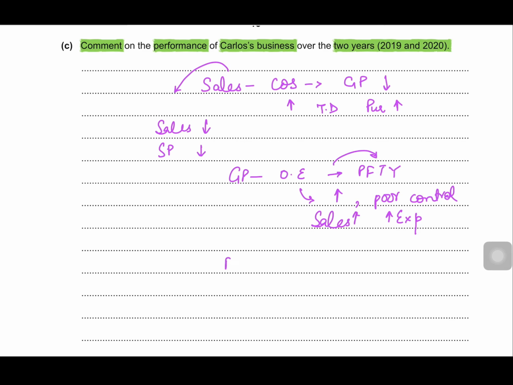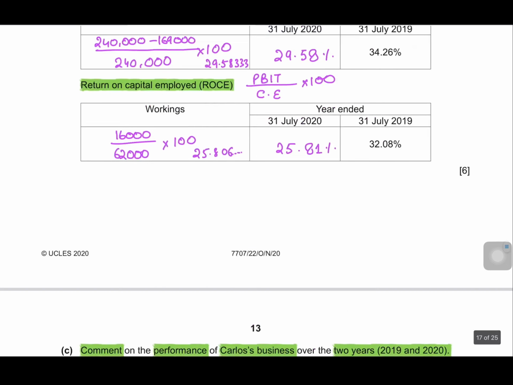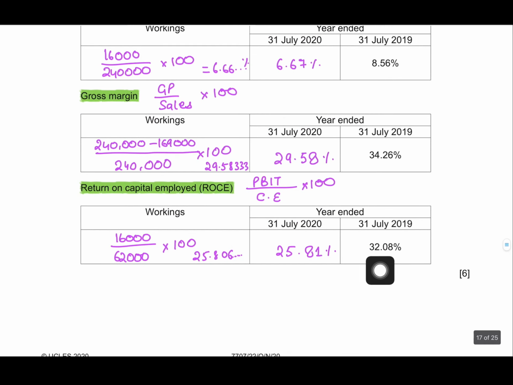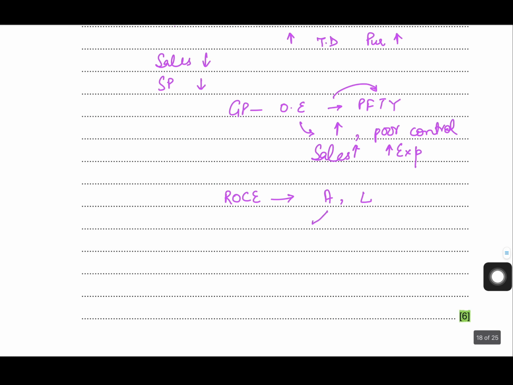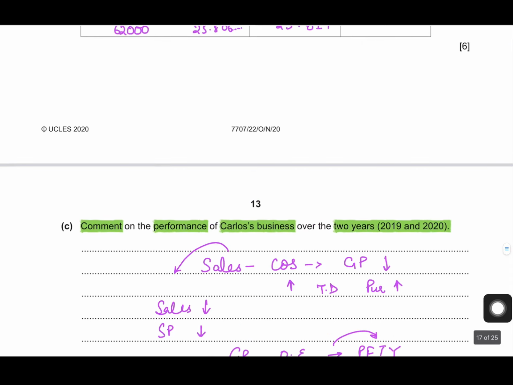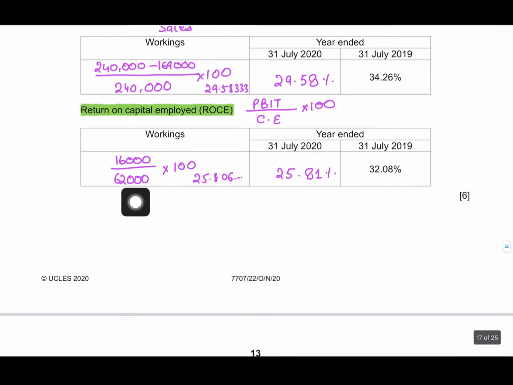And then lastly, you have to talk about the return on capital employed formula, right? We have already talked about both of the profits. Now you have to talk about capital employed. Now capital consists of your assets and your liabilities. So you will say that since the return on capital employed has also fallen as compared to last year, what could be the reasons behind that? For instance, the business is employing so many assets and not utilizing them properly, right? Assets are not being utilized properly, which has led to an increase in capital employed, right?